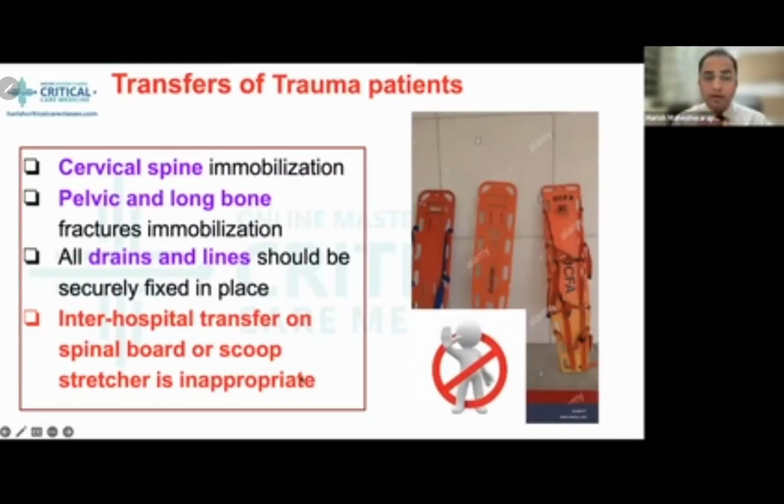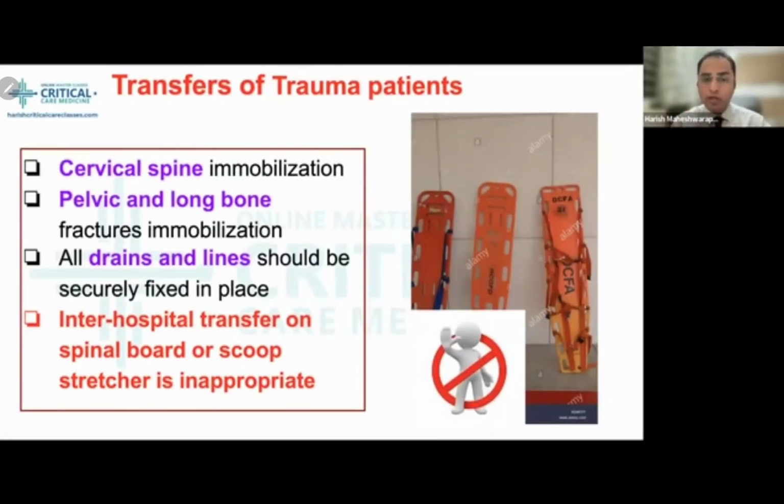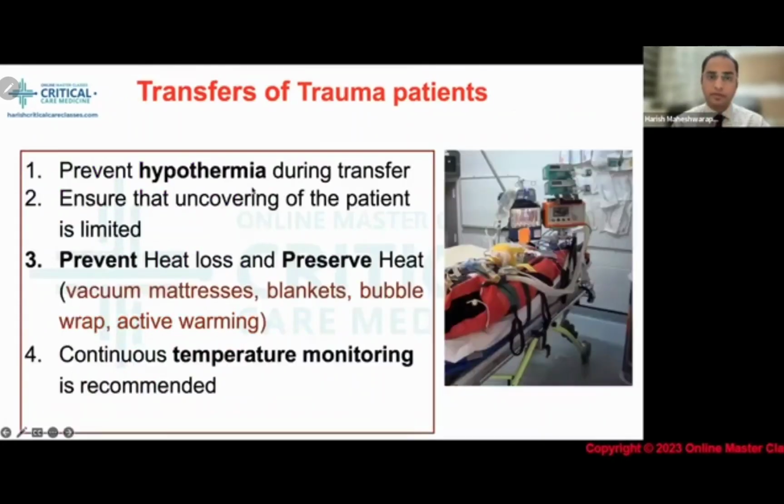These are only for moving the patient onto a trolley, but you should not consider transferring the patient from hospital to hospital either on a spinal board or scoop stretcher. These are only for emergency purposes.